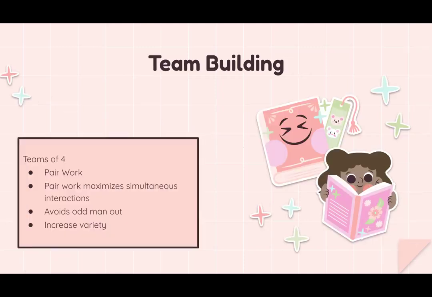So why is the number 4 this magical number for team building? Well, in a group of 4, I can have 2 pairs. So that avoids an odd man out. It increases a variety of different background knowledge, different vision of what we're seeing when we're discussing the project. It also has students working to maximize interaction.